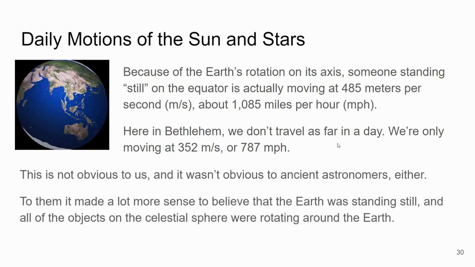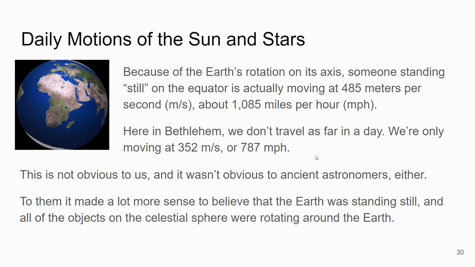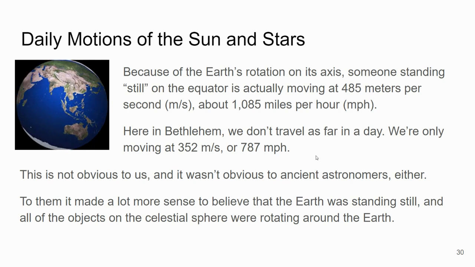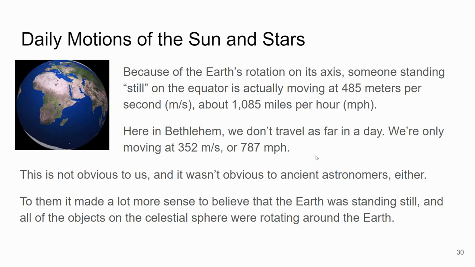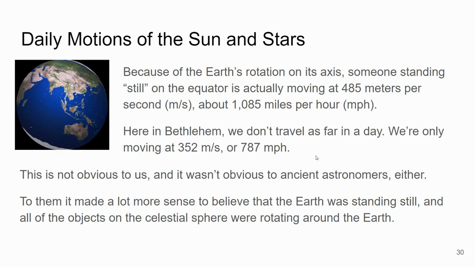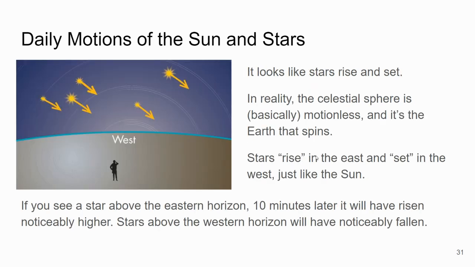So this is not obvious. It doesn't seem this way. That's because your chair is moving too, the ground is moving with you, the room is moving with you. So it's not obvious. And this wasn't obvious to ancient astronomers either. To them, it made a lot more sense to believe that the Earth was actually standing still and the whole sky was rotating around the Earth. And the planets and the stars and the sun were moving through the sky that way, which is not true, but it is what it looks like. So this is why the celestial sphere is a very useful model.